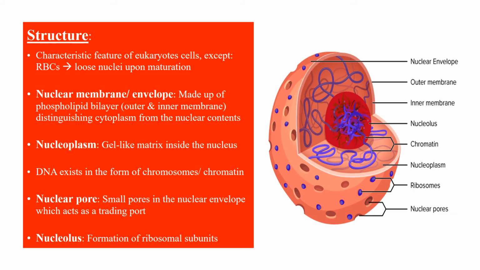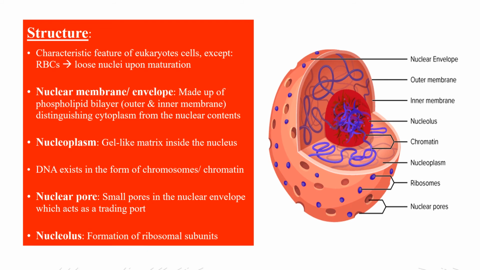Inside the nuclear membrane there are certain pores which act as a trading port and allow certain substances to move into or outside the nucleus. This is known as the nuclear pore. Another key structure which resides in the nucleus is the nucleolus, which is responsible for the formation of ribosomal subunits in a eukaryotic cell.